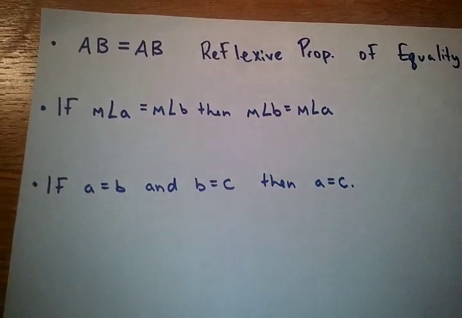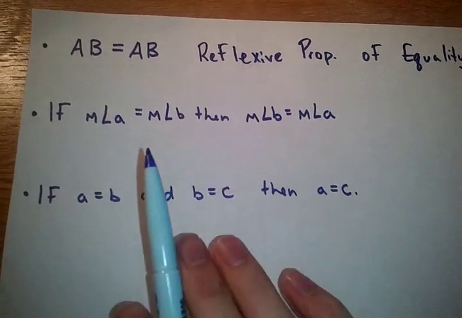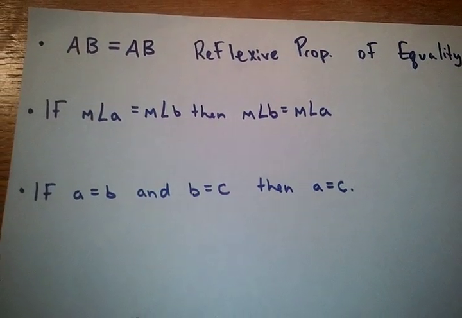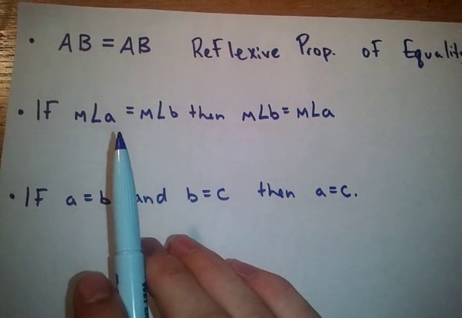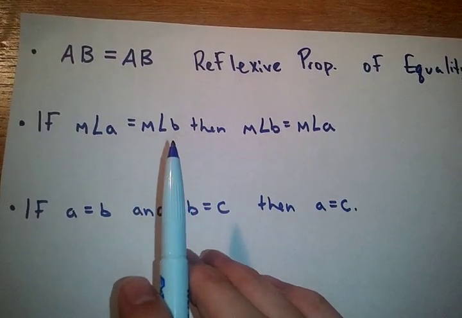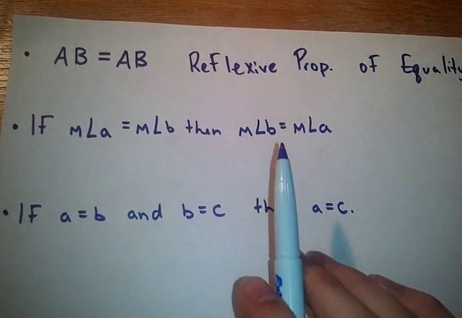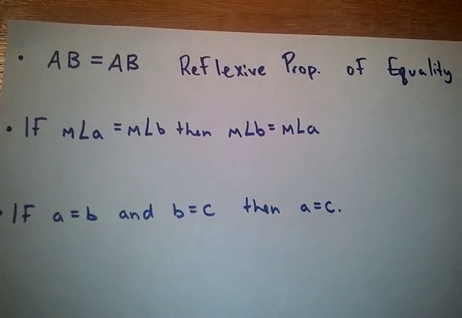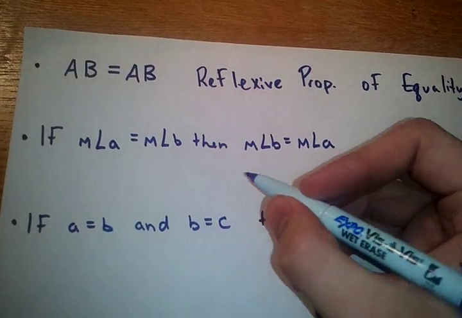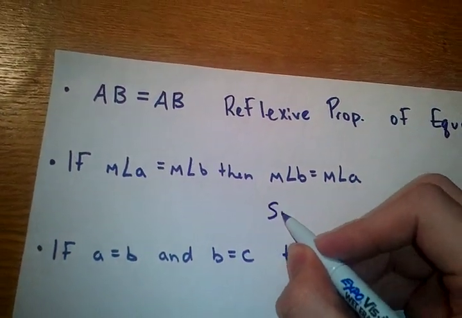Additionally, we're going to see some types of proofs that involve changing the order of an equation. If the measure of angle A is equal to the measure of angle B, then we're allowed to switch the order here. We're allowed to say that the measure of angle B is equal to the measure of angle A. And this is the symmetric property of equality.